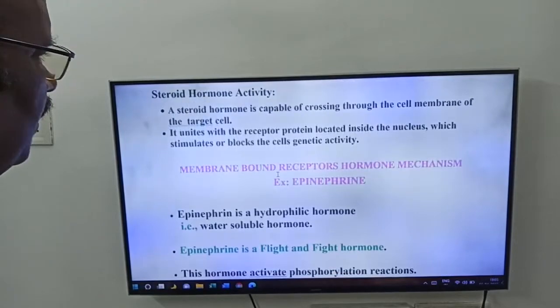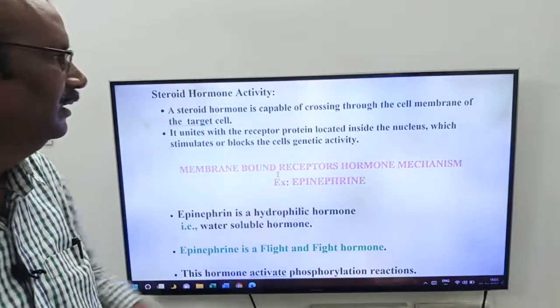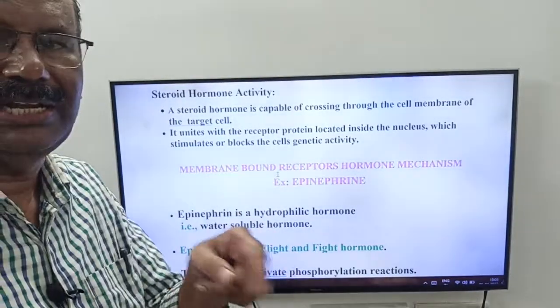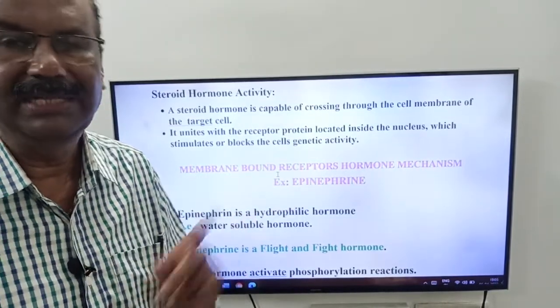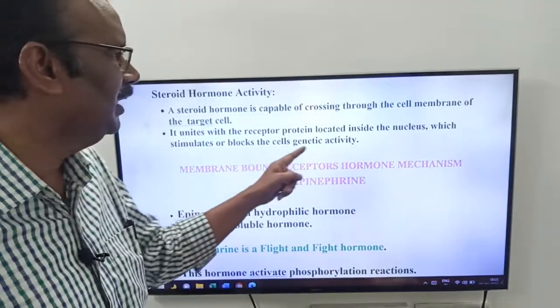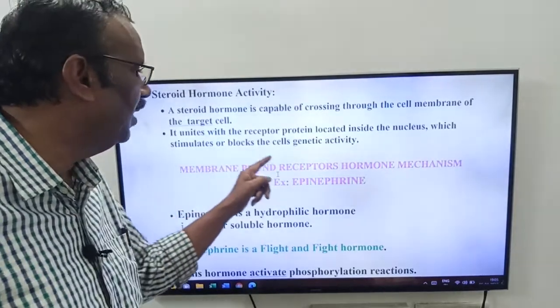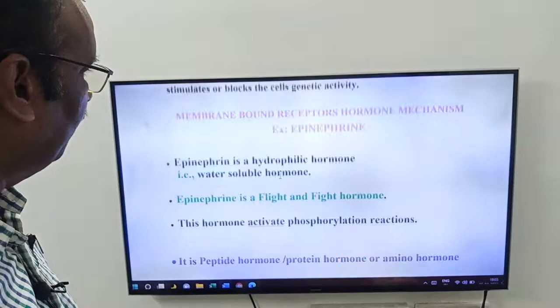A steroid hormone has the capacity to cross the cell membrane of the target cell. Peptide hormones won't enter into the target cell, friends, but steroid hormones are lipophilic, they can enter into the cell. It unites with the receptor protein located inside the nucleus, which stimulates or blocks the cell's genetic activity. Okay, friends, now come to one by one.